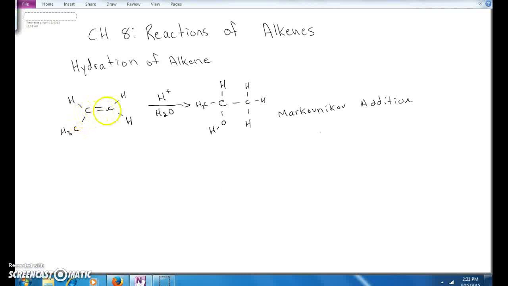Here's an example with propene and acidified water, or water with an acid catalyst, to produce propan-2-ol. You'll notice that the hydrogen will add to the less substituted carbon, and the alcohol will add to the more substituted carbon, which is by definition Markovnikov addition. Take a few moments to work through the mechanism and convince yourself of this pathway.